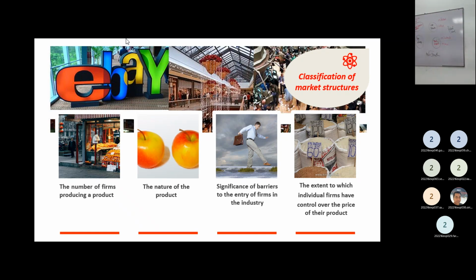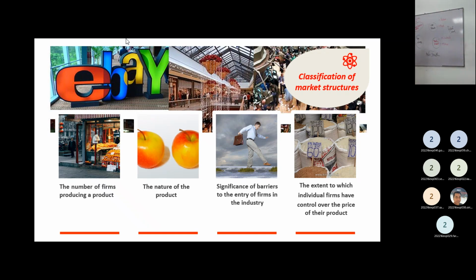Then if you look at restaurants and salons, we have many. We have many restaurants and many salons. And if you look at this type of companies, the telecommunication industry, yes, we have big but few companies. Big but few. So that is the first criteria that we are going to look at: number of firms producing a product.